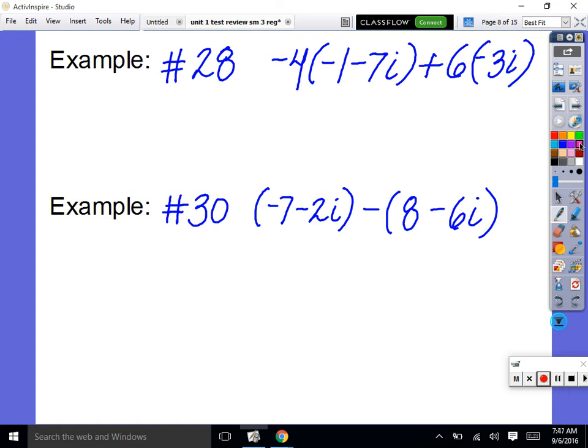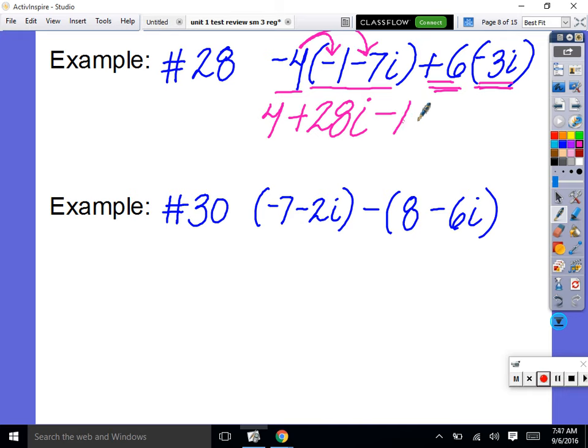Here we go. So looking at this one, there's some multiplication here and some addition. So look, we have negative 4 times all that stuff, and then we have positive 6 times that, correct? Let's distribute negative 4 through carefully so you don't miss it on the test. Negative 4 times negative 1 is positive 4. Negative 4 times negative 7i's is positive, a negative times a negative is a positive 28i. You've got to pay attention to the little details. Does everybody understand why it's positive 28i? Okay, then positive 6 times negative 3i's is negative 18i's.